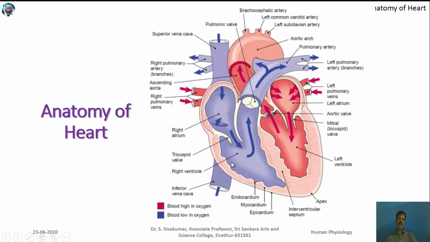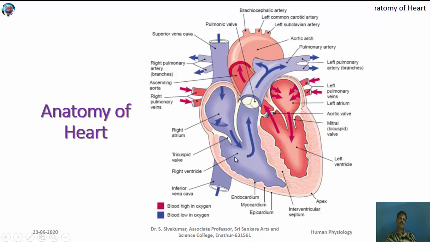Then you can see the right atrium collects blood from the inferior vena cava and superior vena cava. The superior vena cava collects blood from the regions above the heart, and the inferior vena cava collects blood from the regions below the heart. So both veins empty into the right atrium. Once the blood comes to the right atrium, it moves from the right atrium to the right ventricle. This blood is considered impure blood.